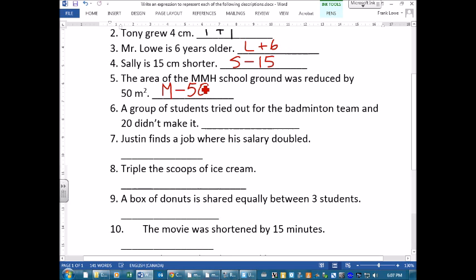Okay, number 6. A group of students tried out for the badminton team, and 20 didn't make it. That is so sad. But what don't we know? What information was not provided?